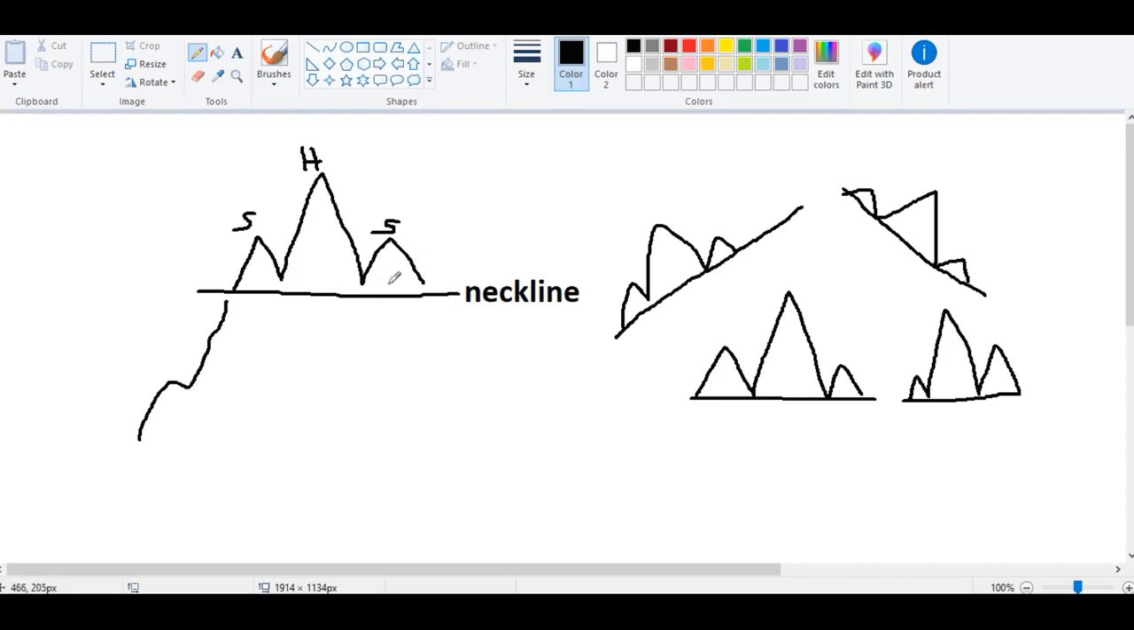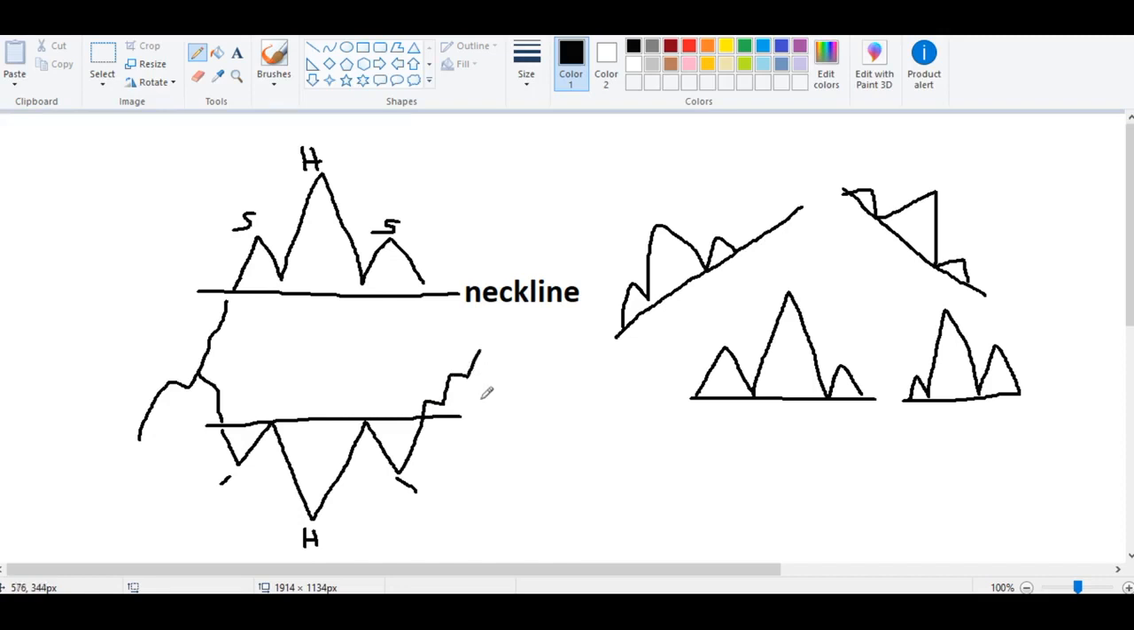Now, just like there is a head and shoulders, we also have the inverse of it, which is known as the inverted head and shoulders, or an inverse head and shoulders, right? With these two as the shoulders and this as the head. Now this one, the inverted head and shoulders, is a bullish pattern, right? Usually you will see this in a downtrend, forming at the bottom of the trend. So when you see this at the bottom of the trend, this is indicating a trend reversal to the upside.